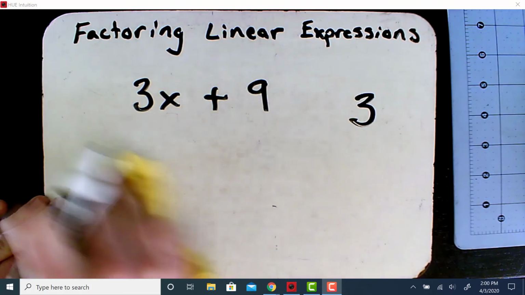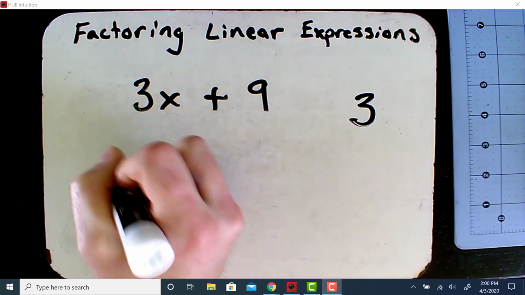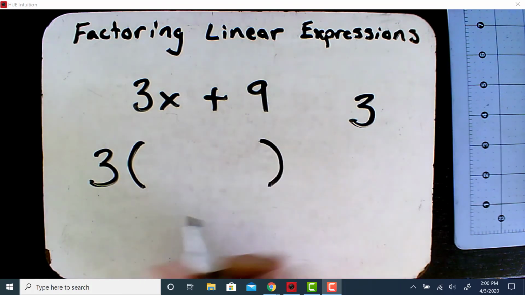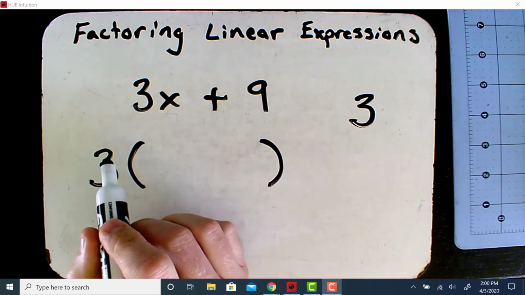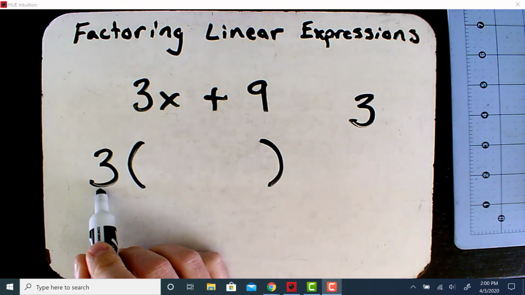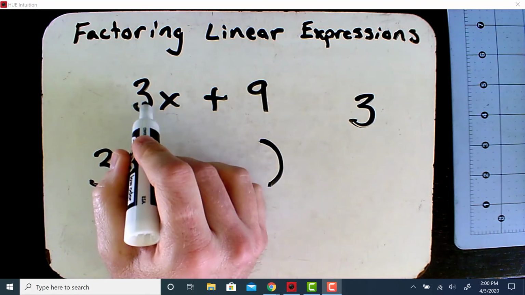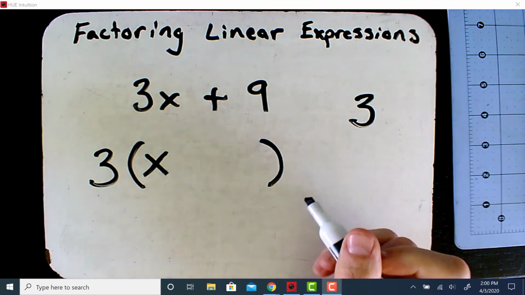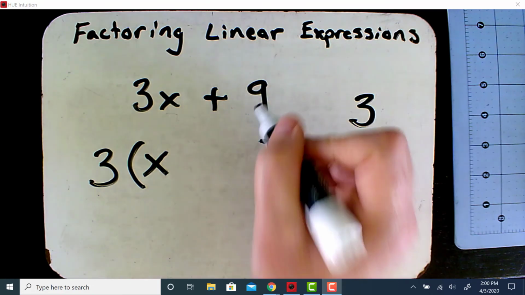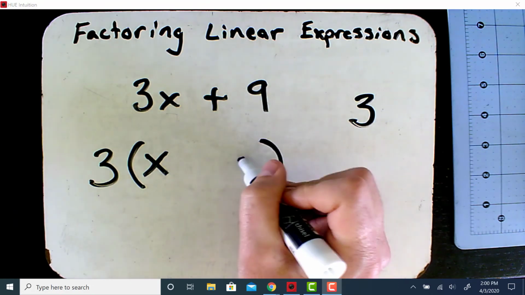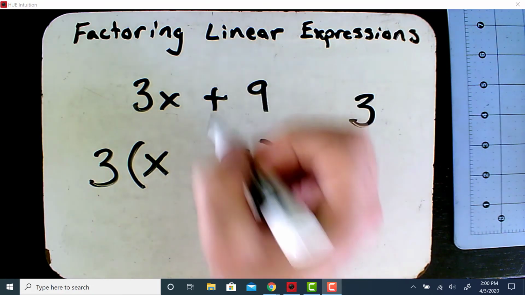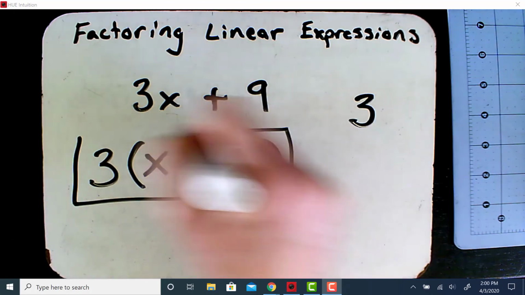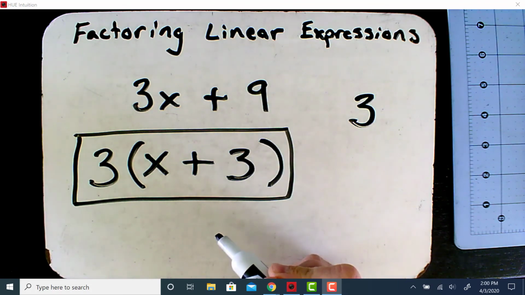I'm going to erase my work now and work on factoring my expression. So I've got a 3, and I'm going to put my parentheses. And now to factor out, I factored out a 3. Now 3 times what got me 3x? Well, 3 times x got me 3x. And 3 times what got me 9? Well, 3 times 3 got me 9, and there's a plus sign between them, so I put my plus sign here, and here is my factored expression.